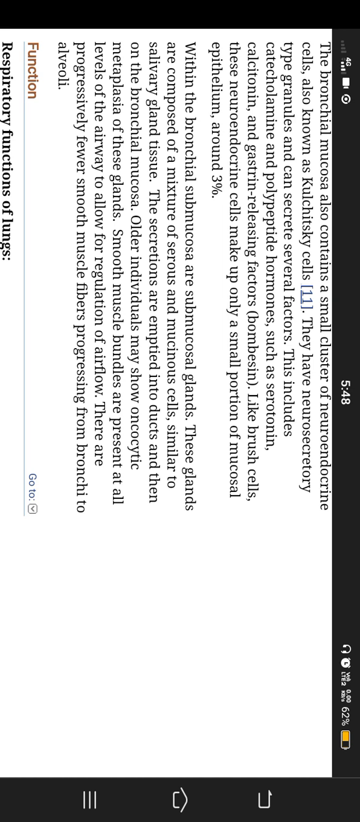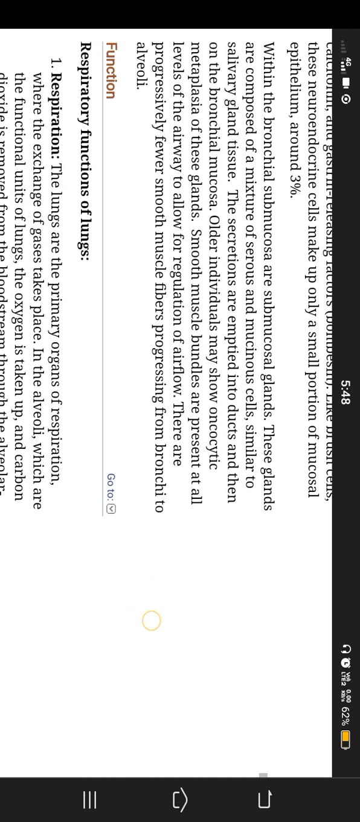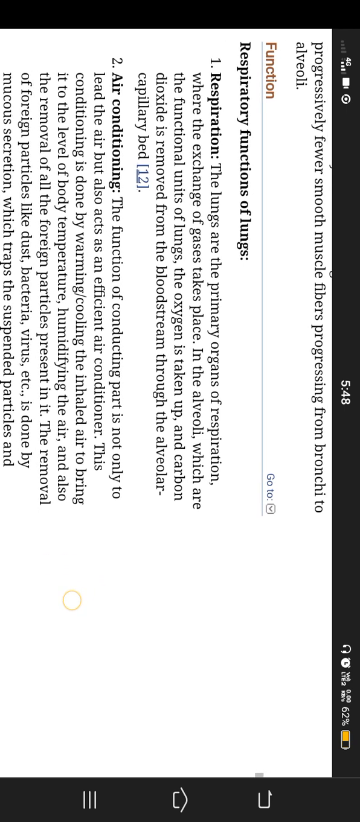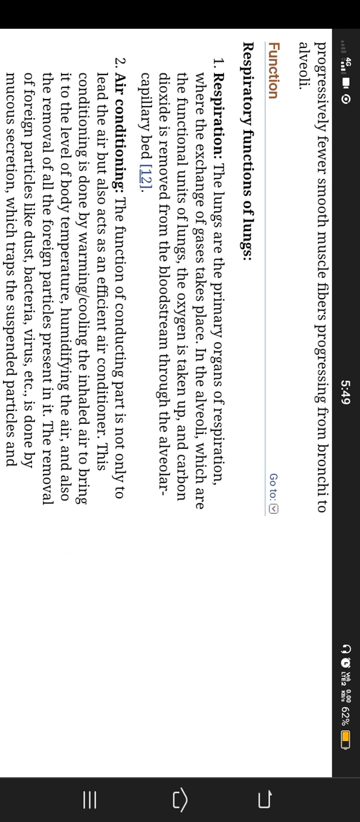Smooth muscle bundles are present at all levels of the airway to allow for regulation of airflow. There are progressively fewer smooth muscle fibers progressing from bronchi to alveoli. When we talk about the respiratory functions of lungs, the primary function is respiration. The lungs are the primary organs of respiration, where the exchange of gases takes place. The alveoli are the functional units of the lungs. The oxygen is taken up, and the carbon dioxide is removed from the bloodstream through the alveolar capillary bed.